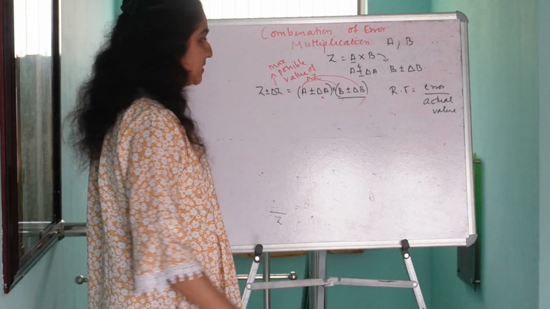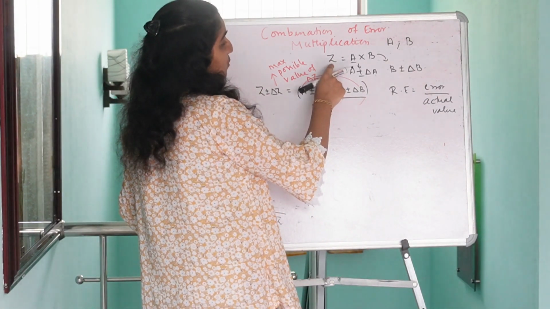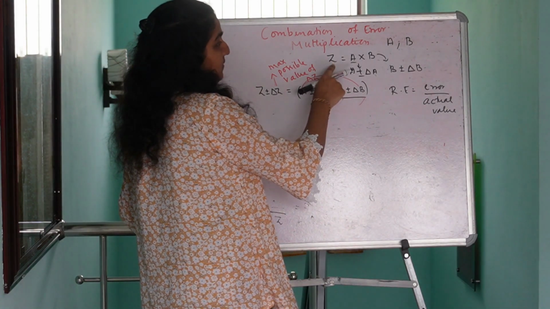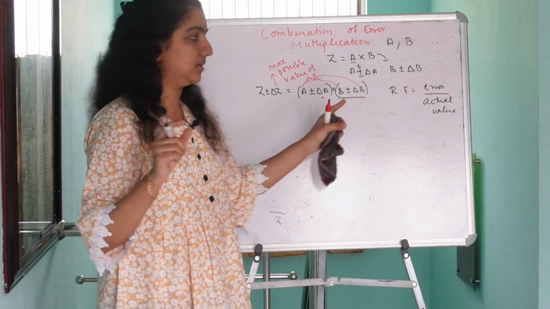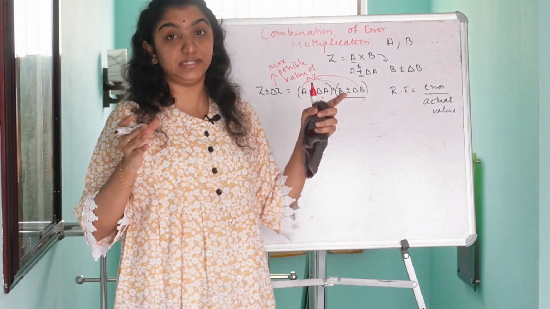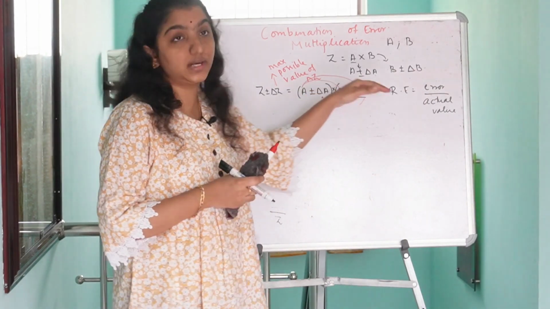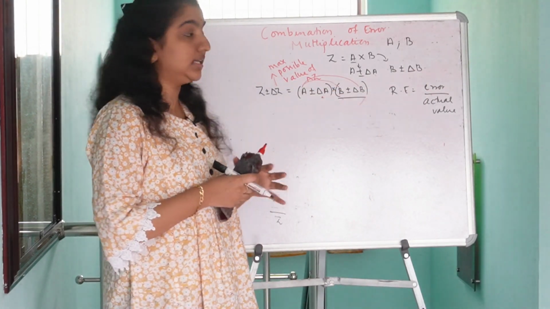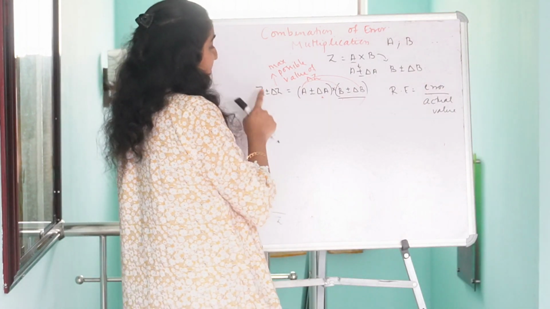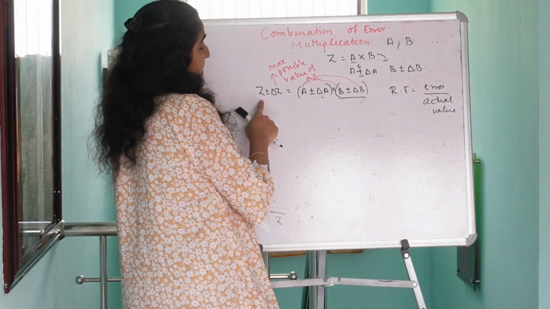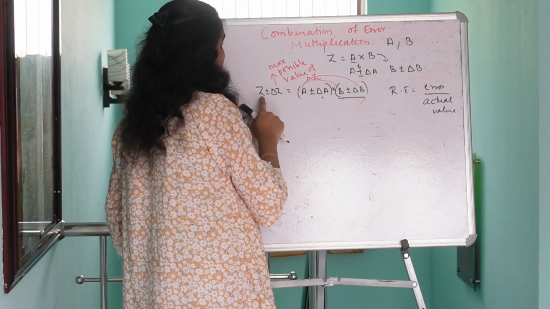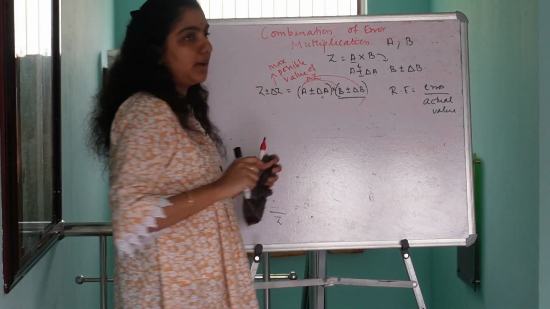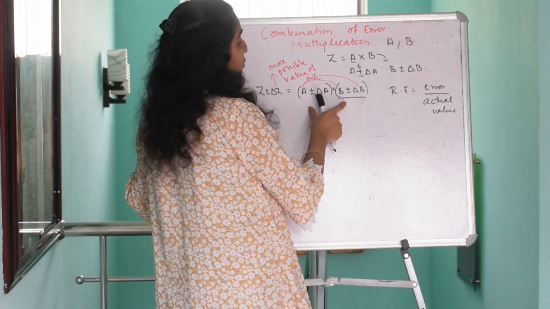Is it clear up to this? Here I know the value of z is equal to the product of these two measurements. Since there is some error in these two measurements, obviously there will be some error in the resultant also. So I wrote the resultant as z plus or minus del z. Now I am going to open the bracket.